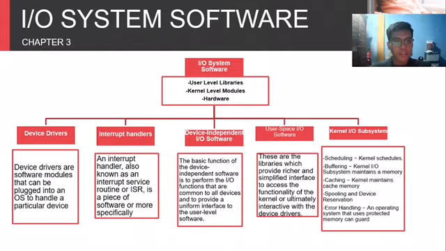subsystem. There is scheduling, buffering, caching, where the kernel maintains cache memory, spooling and device reservation, and error handling. Operating systems that use protected memory can guard against this.